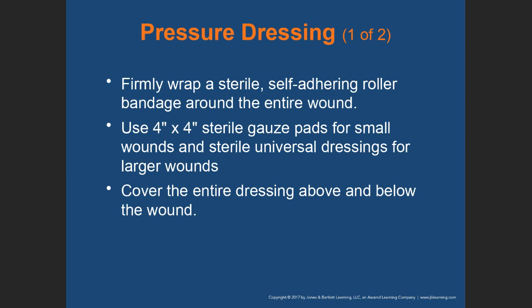Pressure dressing. Firmly wrap a sterile, self-adhering roller bandage around the entire wound. So dressings go directly on the wound. Bandages hold the dressings in place. I have various types of dressings and various types of bandages. Use your 4x4 sterile gauze pads for small wounds and sterile universal dressing for larger wounds. Cover the entire dressing above and below the wound.